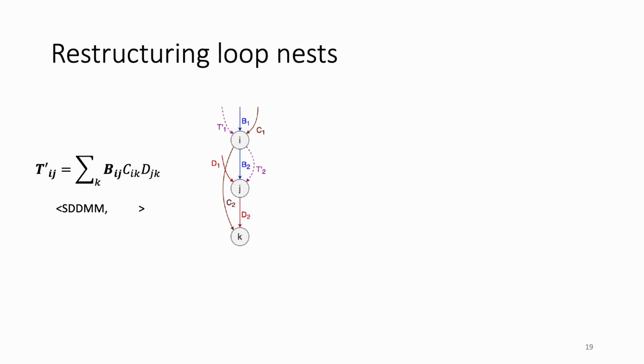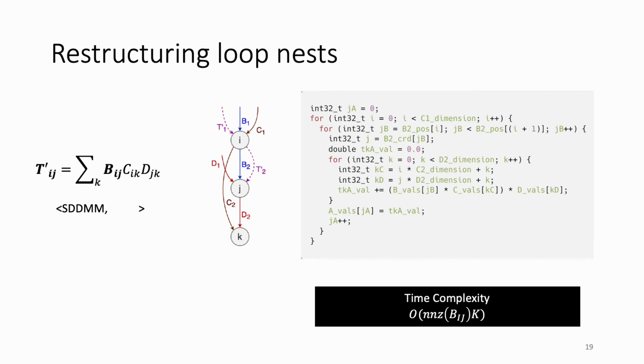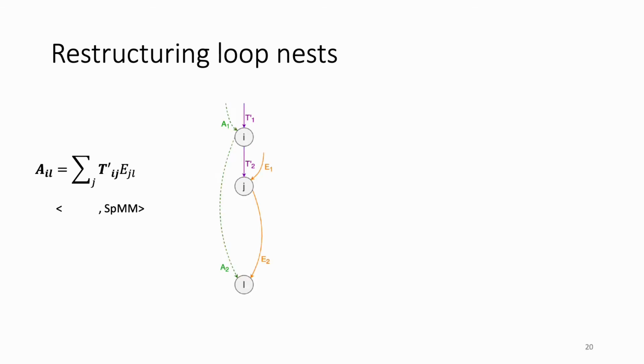Now, the tensor expression we get is analogous to the SDDMM kernel tensor expression. We call this tensor expression the producer expression. And if we were to generate code for this kernel, it would have an i, j, and k triply nested loop with time complexity of non-zero values of B times K.